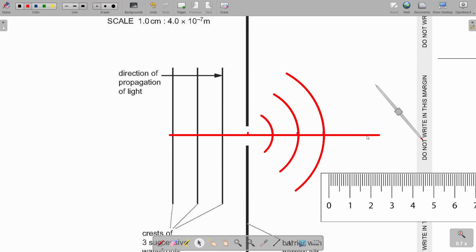You can either leave this horizontal line, or erase it or draw it as a dashed line. It's up to you. But there was a wavefront here in the middle of the gap, so we draw that one as a straight line. It did not pass the gap or the barrier. So the distance between wavefronts is the wavelength, between a crest and the next crest. So we have one wavelength from here to here, one wavelength from here to here, here to here, and here to here.